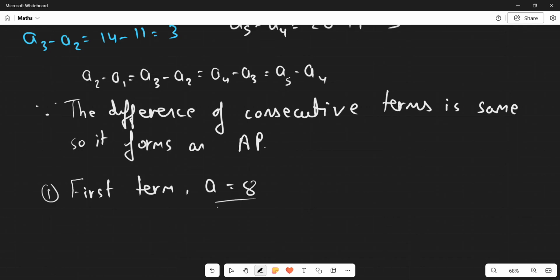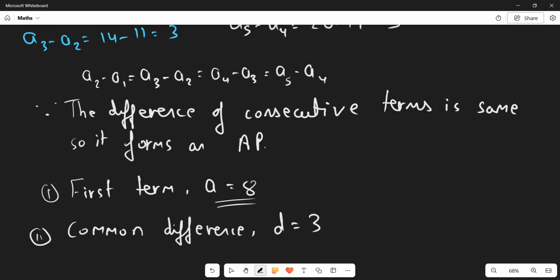So the first term A is 8, and the second thing is the common difference. The common difference is the result that I have got by subtracting the first term from the second term, and the same result I have received by subtracting all the consecutive terms. So common difference d equals 3 for all the cases.